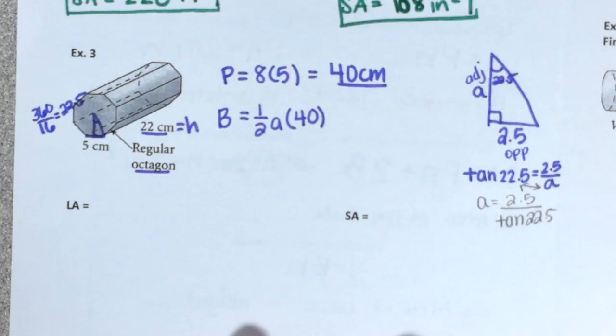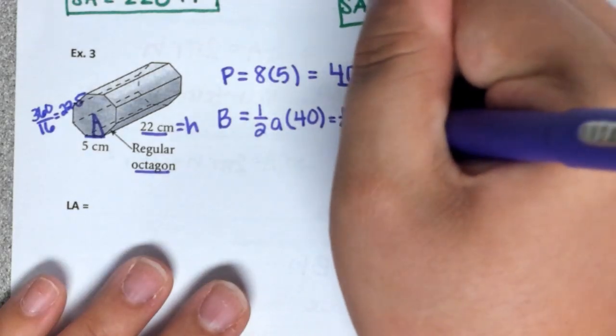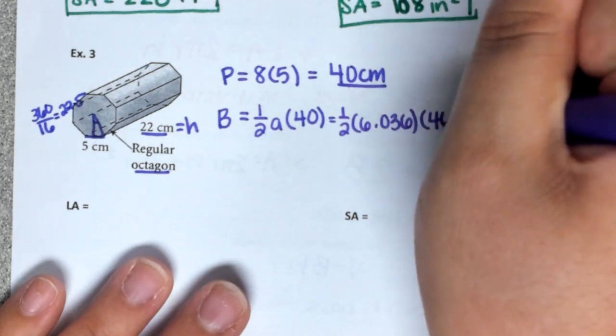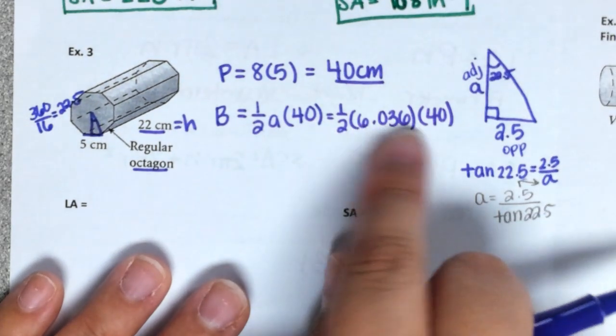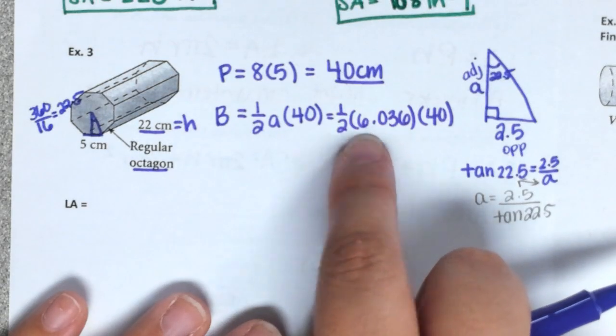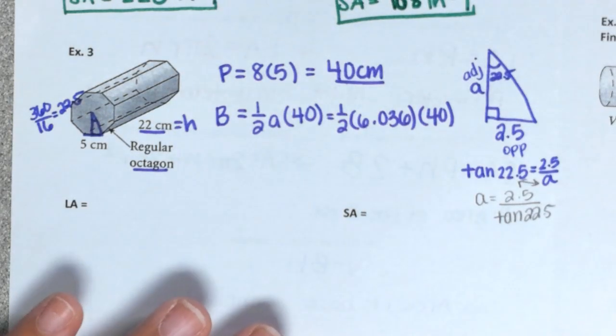A equals 2.5 divided by the tan, sorry, not 22.5. Tan of 22.5 is 6.034. I mean 6. Is that what y'all got? Okay. So little a is 6.036. And put that in the calculator, but instead of putting the 6.036, what are you going to put in your calculator? The little a. Because you made it a equals.